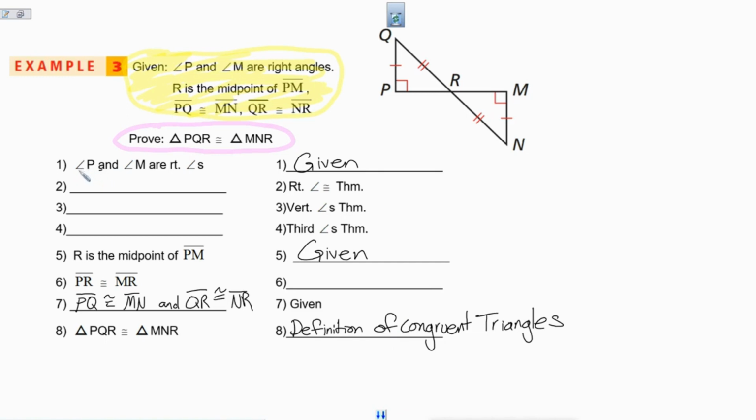The first step says that angle P and angle M are right angles. Now, what do we know about right angles? We know that they're 90 degrees. So that means that angle P is 90 degrees and angle M is 90 degrees. Now, if both of these angles equal 90 degrees, that means that we know that they are congruent. We know that angle P is congruent to angle M. The reason we know this is the right angles theorem.